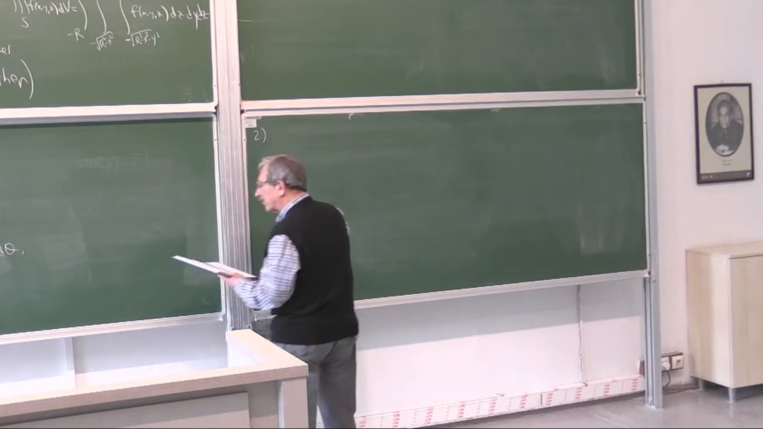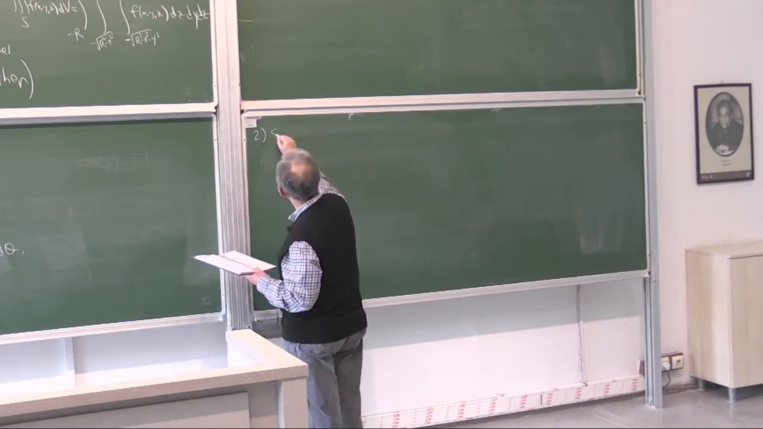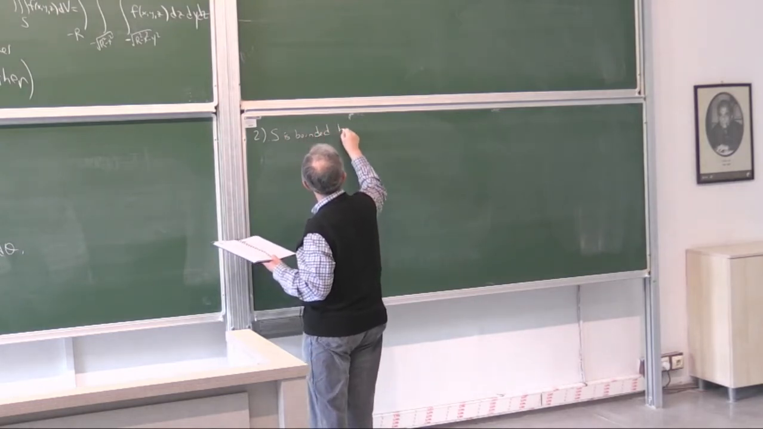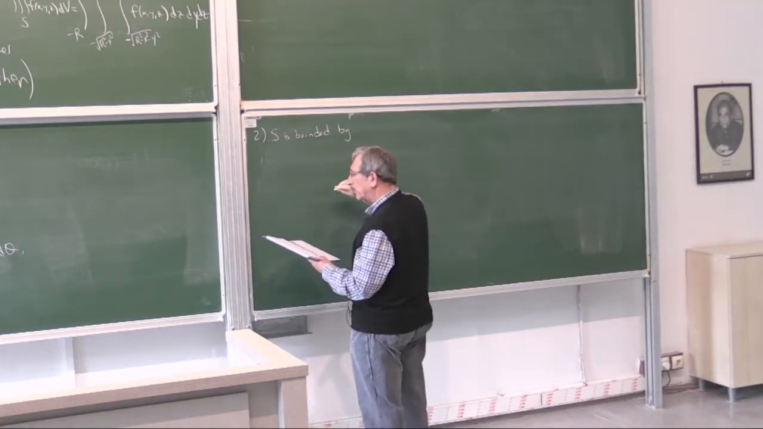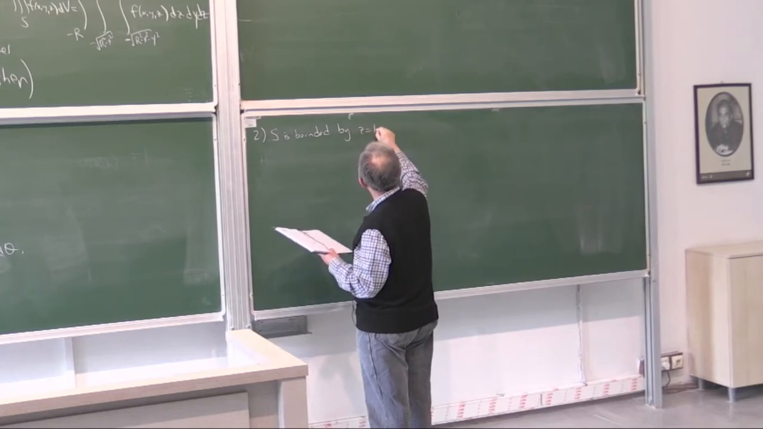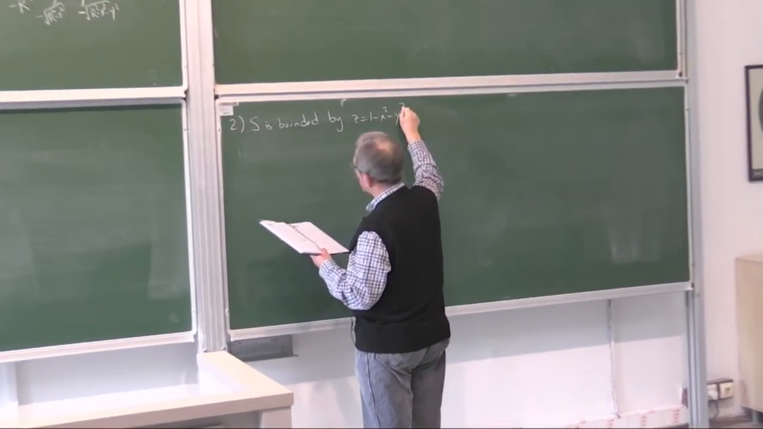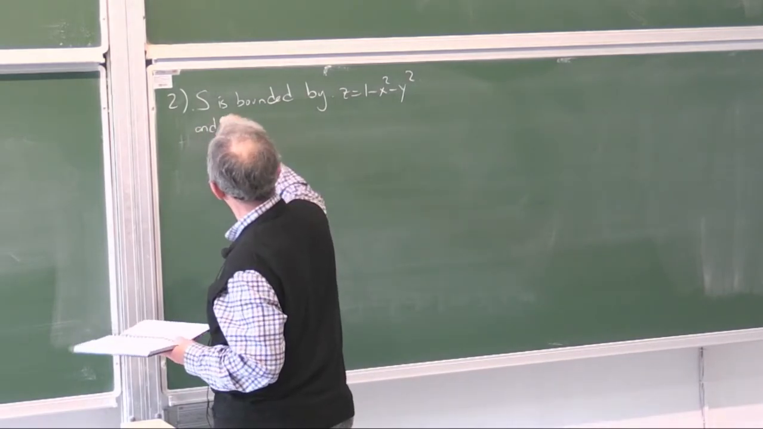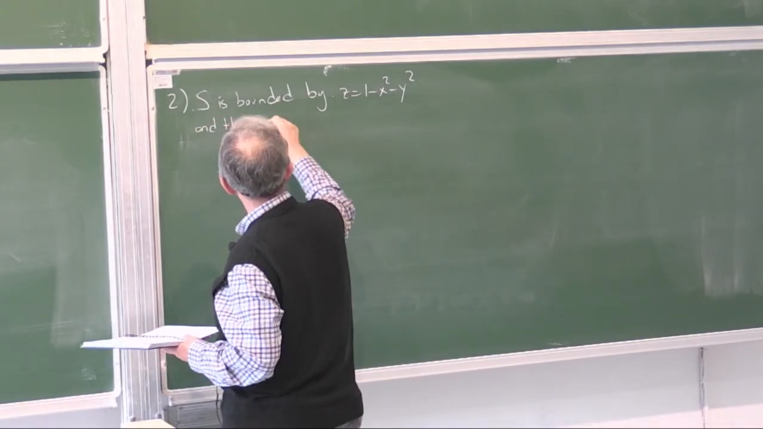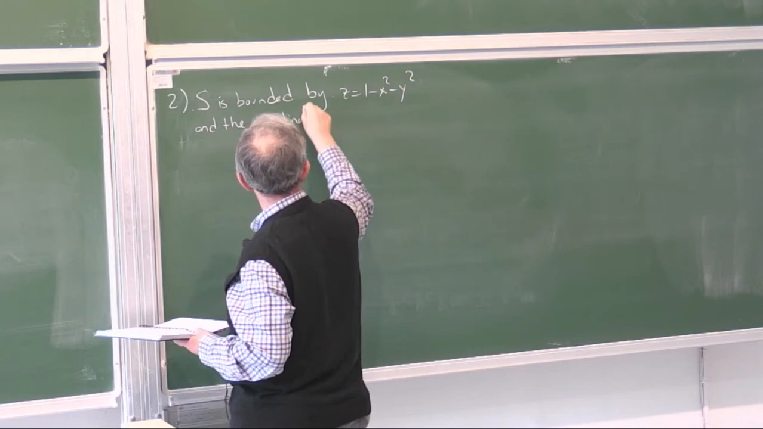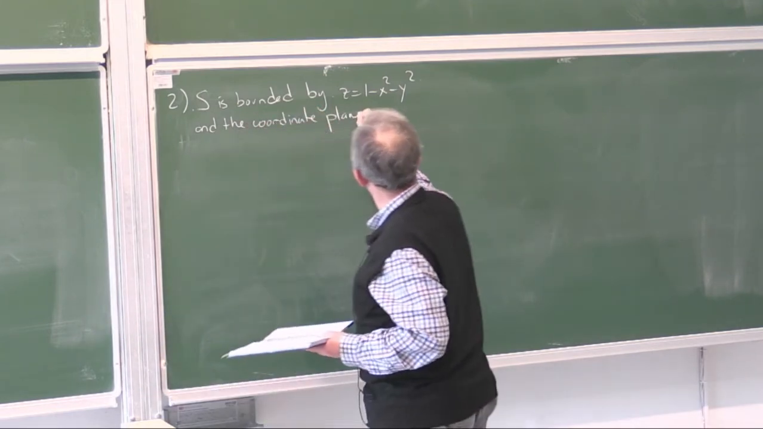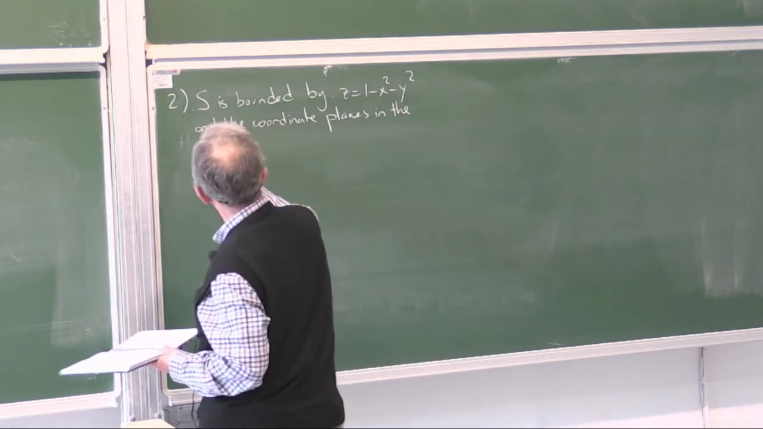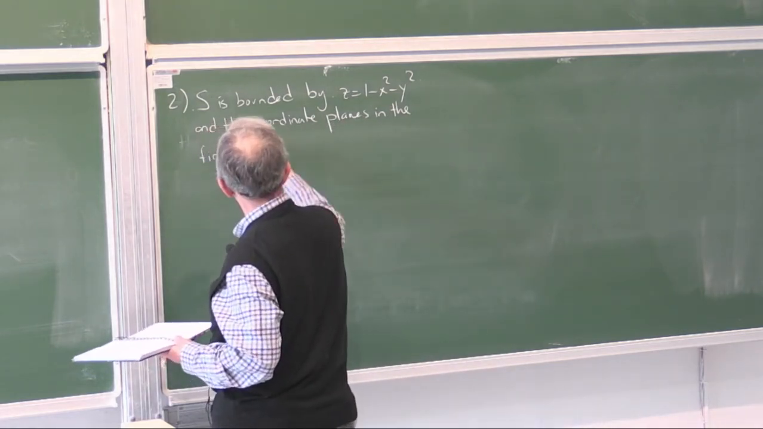The second example is S is bounded by z equals 1 minus x squared minus y squared, and the coordinate planes in the first octant.